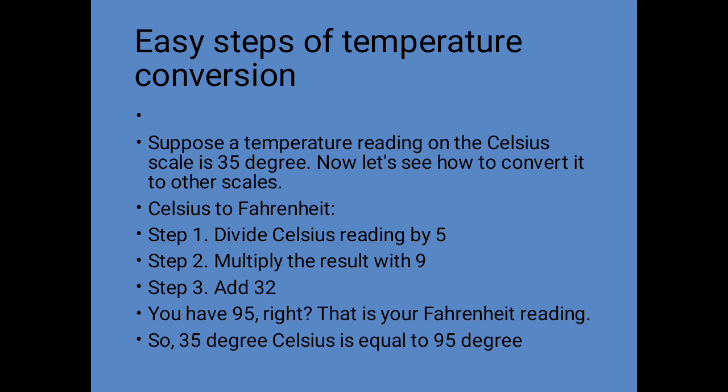Celsius to Fahrenheit. Step 1. Divide the Celsius reading by 5. Step 2. Multiply the result by 9. Step 3. Add 32. So you have 95, right? So that is your Fahrenheit reading. So 35 degrees Celsius is equal to 95 degrees.